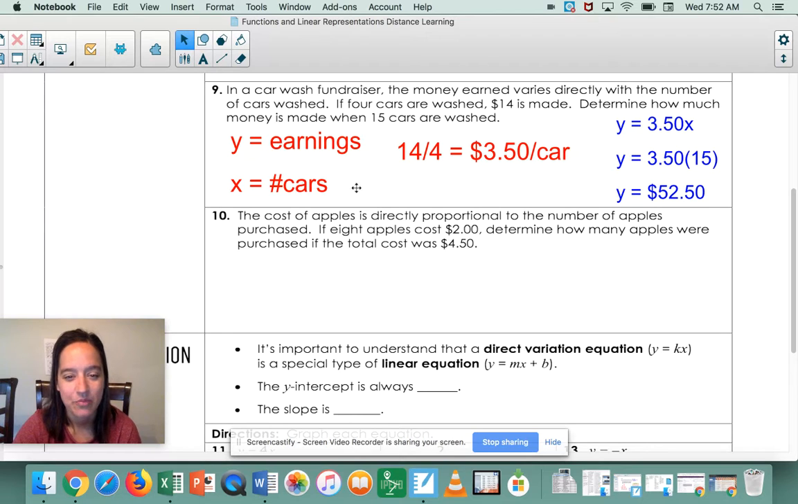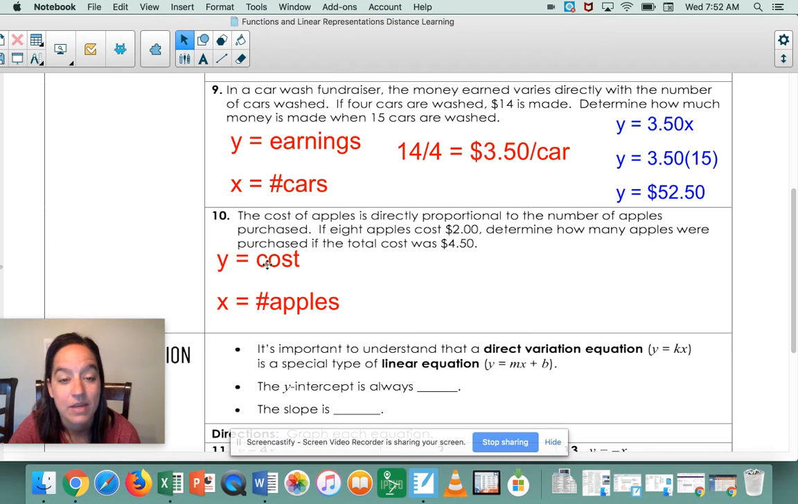Okay. So for this one, again, it varies directly. It says the cost of apples is directly proportional. They use different terms, but guess what? They mean the same thing. The cost of apples is directly proportional to the number of apples purchased. So that means my cost is going to be my y, and the number of apples is going to be my x. It then says if 8 apples cost $2, oh, that's my rate.